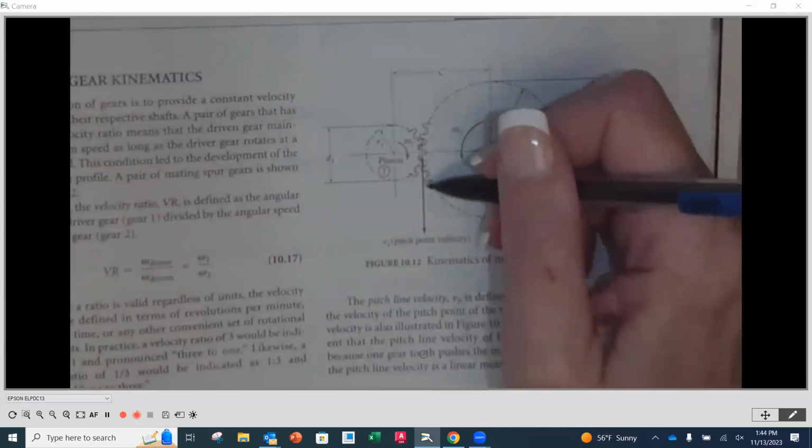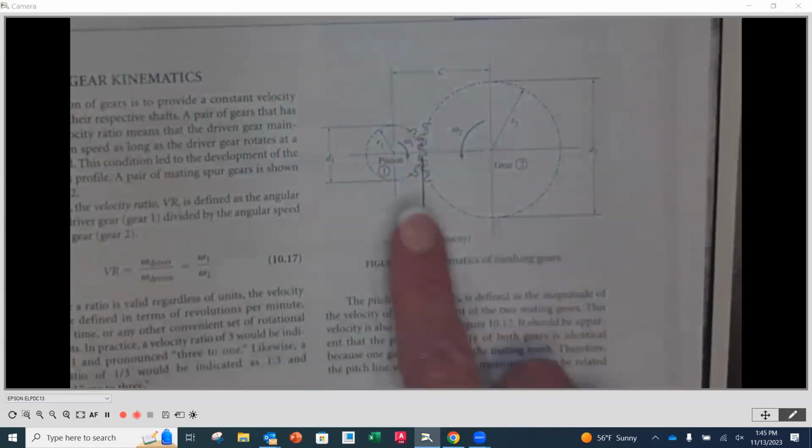Now, the pitch line velocity will be the same for the pinion and the gear. Even though one is rotating faster than the other, the radius is smaller on your pinion and larger on your gear. They're engaged with one another, so they have to be going at that same pitch line speed. You see that? They will rotate at different RPMs, but their radii are larger and smaller to accommodate. So whether I determine the pitch line speed on my pinion or on my gear, they are going to be the same.